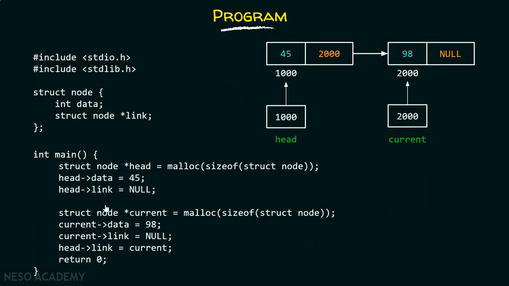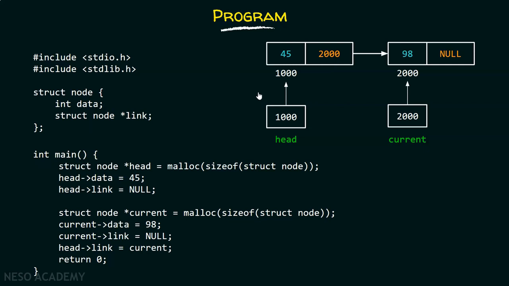We have seen this program already, which helps us in creating a single linked list containing only two nodes. Here you can see this list contains two nodes, and this is the first node and this is the second node of the list. And you can see the head pointer is pointing to the first node of the list and the current pointer is pointing to the second node. And head->link = current means that this head link, that is the link part of the first node, should contain the address of the second node, because current contains this address 2000. So you're basically using this pointer for accessing the address of the second node, and you're simply putting that address within the link part of the first node.